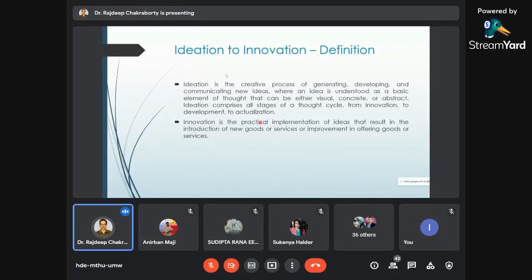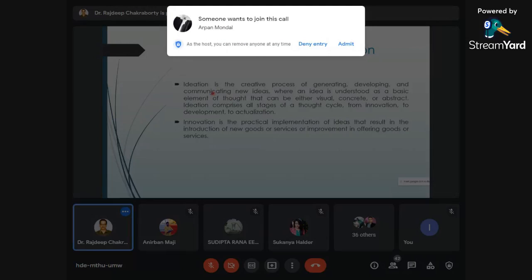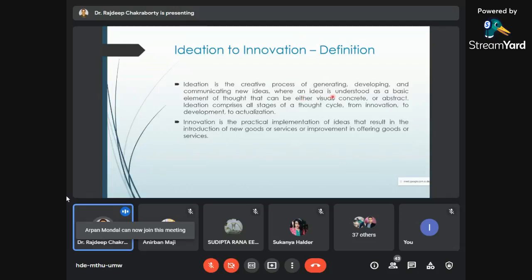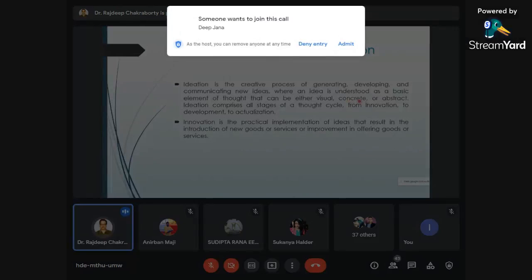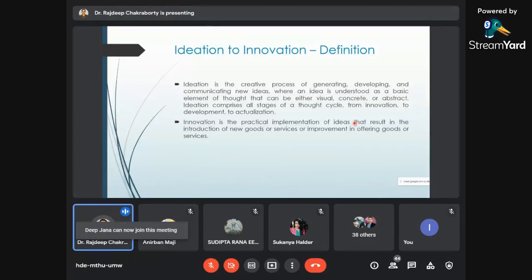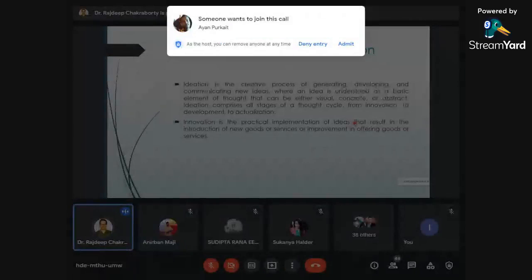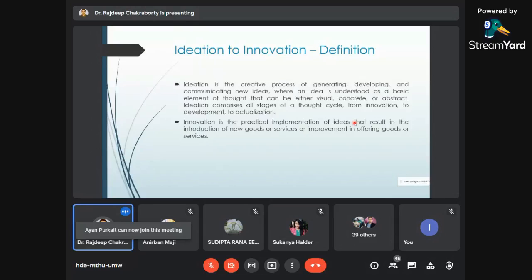By definition, ideation is the creative process of generating, developing, and communicating new ideas, where an idea is understood as a basic element of thought that can be visual, concrete, or abstract. Sometimes you have a clear idea, for example, I want to make a home automation system. You Google search it, and you will find it. Sometimes you may not have such a clear idea, and sometimes you have only abstract ideas. So ideation comprises all stages of the thought cycle, from innovation to development to actualization. That means the idea is the innovation, then how you are going to develop it, and deliver it, or actualize it.